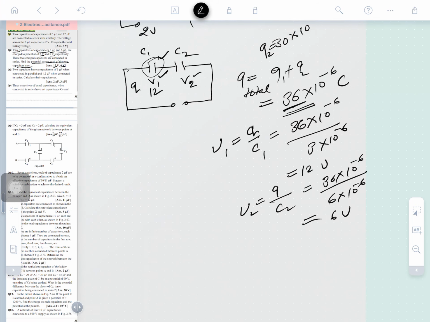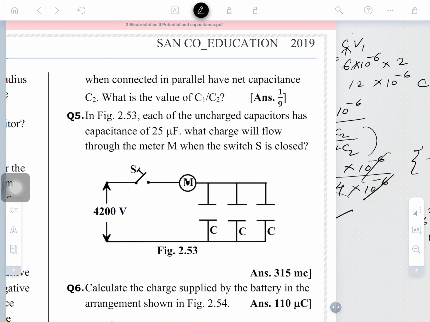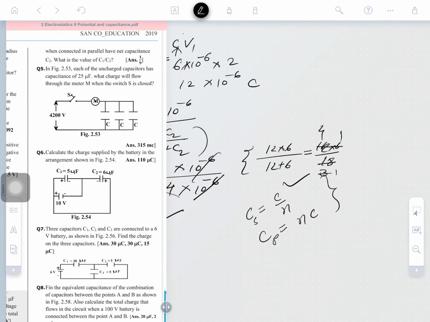Clear guys? So three capacitors of equal capacitance, when connected in series, have net capacitance C1, and when connected in parallel, net capacitance C2. What is C1, C2? It's very simple here. Three capacitances. So CS is what here? In series, C by 3. What is CP? Exactly 3C.